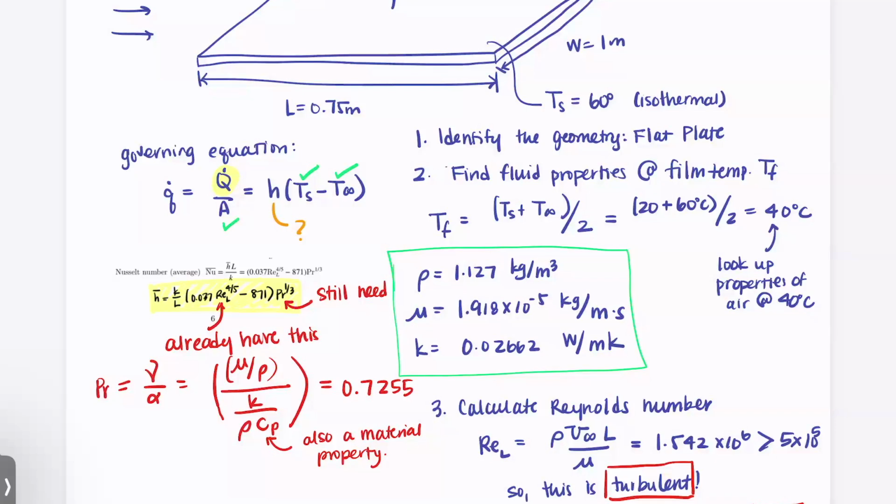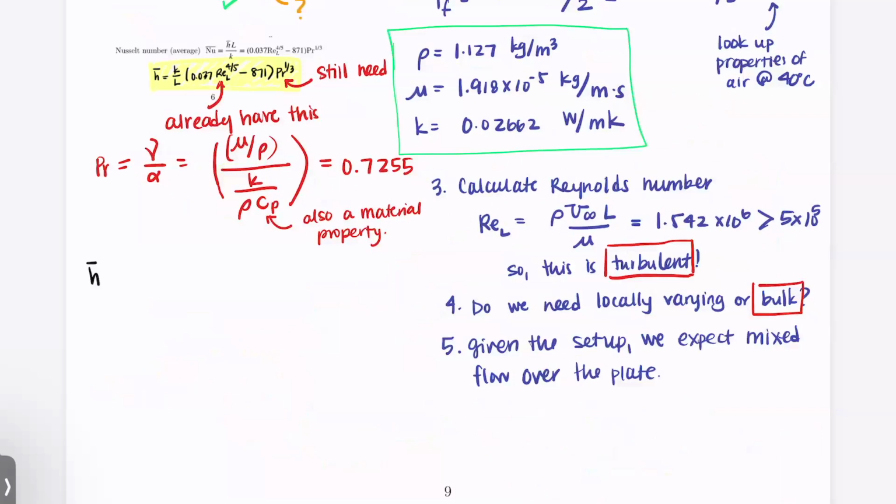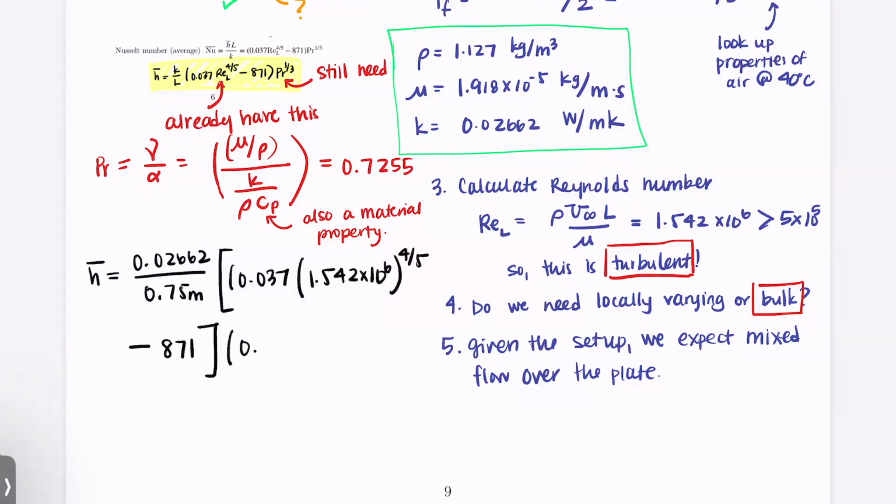All right, so I'm just solving this equation. All I've done is move the A over to the right-hand side. And so I'm going to plug in all the things that we now have. So we have 77.5 watts per meter squared Kelvin, 60 minus 20.